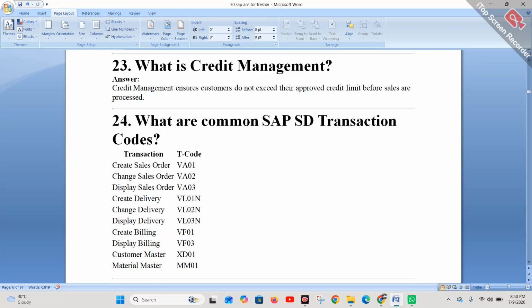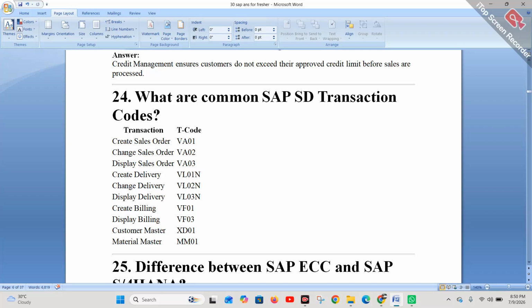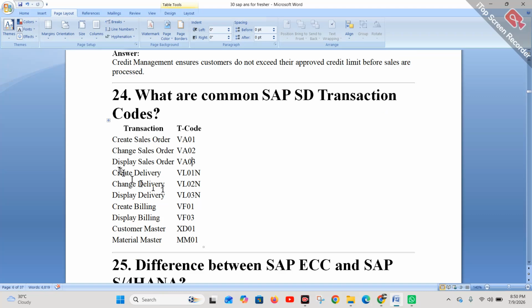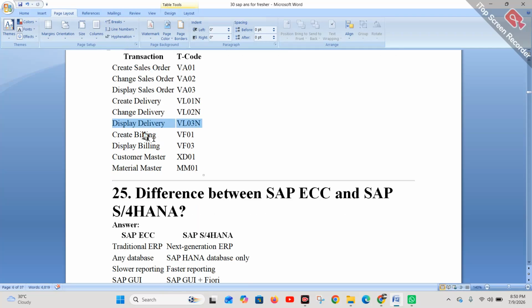What are the common SAP SD transaction codes which you are aware about? In this way the examiner can ask. So for generation of the sales order VA01, for change VA02, and for display VA03, as I told you earlier. For the delivery VL01N, VL02 and VL03N. For creation of the billing or invoice VF01, VF02 for change and VF03 for the display.